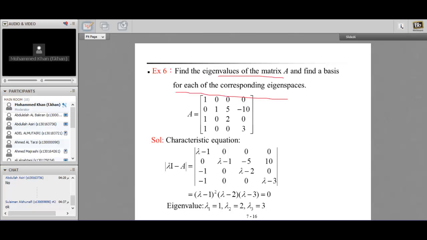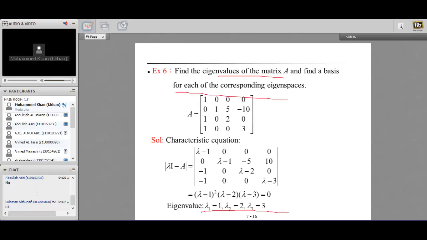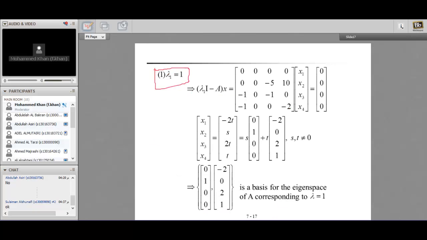You can see this. Our eigenvalues are lambda 1 is equal to 1, lambda 2 is equal to 2, lambda 3 is equal to 3. These are the three eigenvalues of this determinant. So now we proceed one by one. First of all, we will find the eigenvector corresponding to lambda is equal to 1, because we have three eigenvalues. Then we find the eigenvector corresponding to lambda 2 is equal to 2. Then we find the eigenvector corresponding to lambda 3 is equal to 3. So one by one we find the eigenvectors.